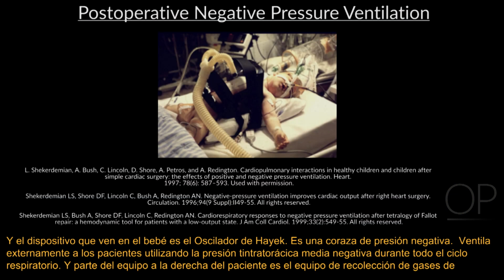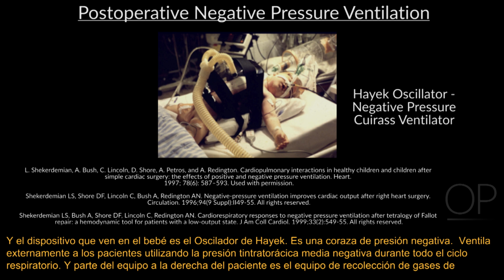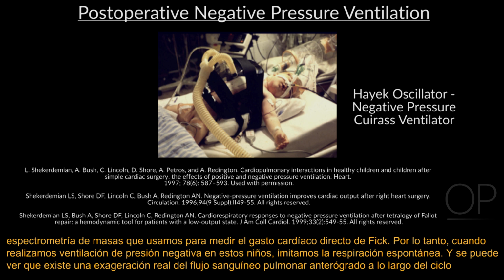Here's a photo of a child in whom we enrolled into our research study for negative pressure ventilation, and the device you see on the baby is the Hayek oscillator. It's a negative pressure cuirass. It externally ventilates the patients using a negative mean intrathoracic pressure throughout the respiratory cycle. And some of the equipment to the right of the patient is part of the mass spectrometry gas collection equipment that we use to measure direct Fick cardiac output.